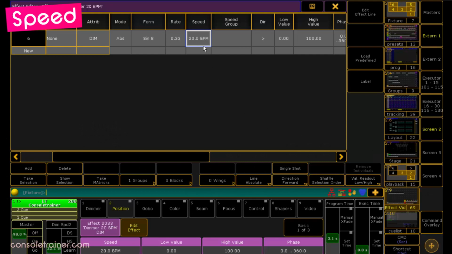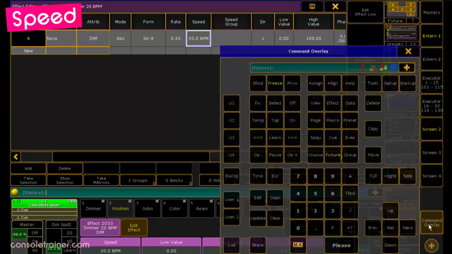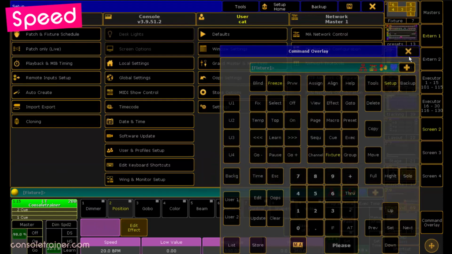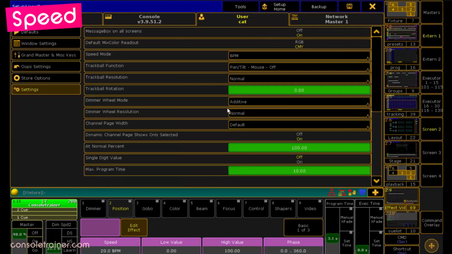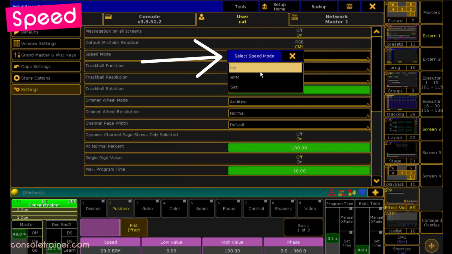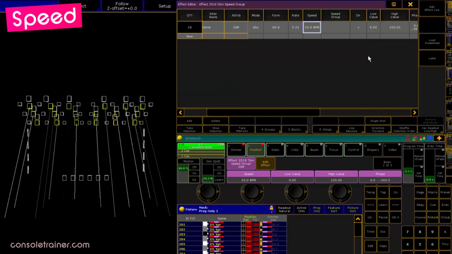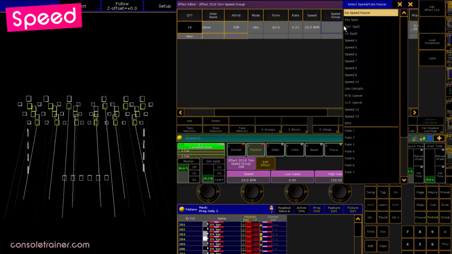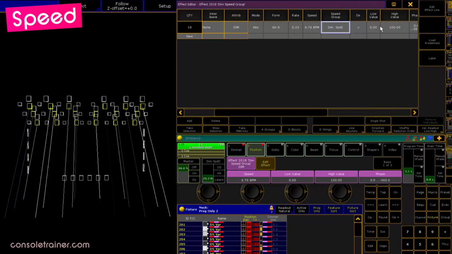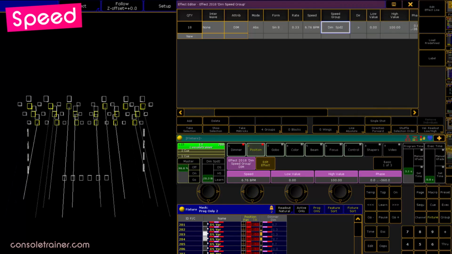Remember when we were looking at our waveform and talking about how a frequency can also be expressed in hertz? Well, if you prefer to think in hertz instead of BPM, you can change the default speed unit in the Setup menu under User, Settings, and then find Speed Mode. And while we're talking about MA-specific options, this Speed Group cell allows you to change the speed or rate value of your effect using an executor.